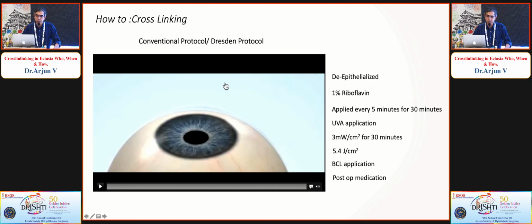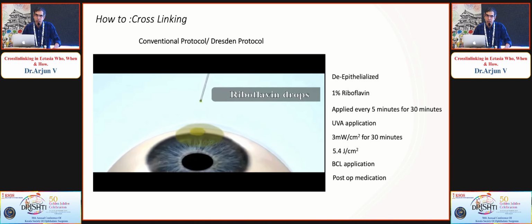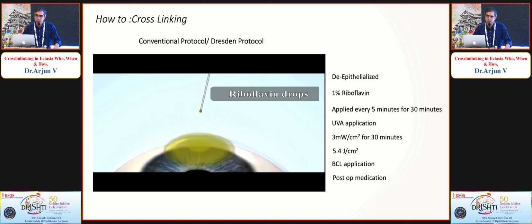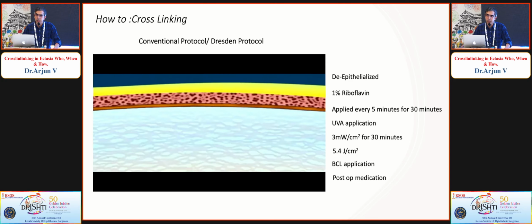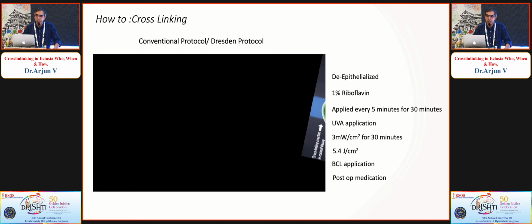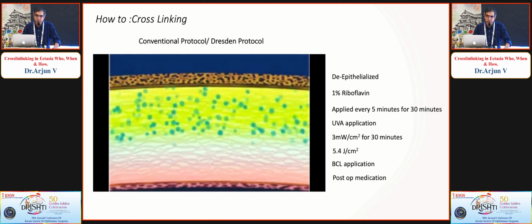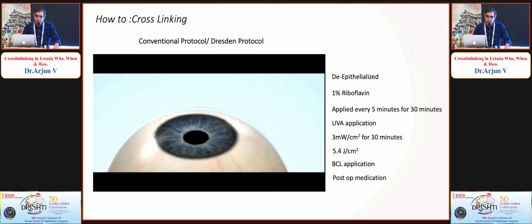So overall, what is being done in the Dresden protocol, as you know, is that you put riboflavin drops over the eye, saturate the cornea, after which you expose it to 370 nanometer ultraviolet A light, and almost 5.4 joules of energy is transferred. You give the bandage contact lens if it's an epi-off protocol, as Dresden is, and give the post-op medications.